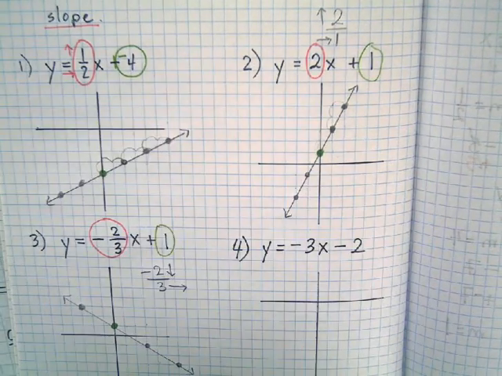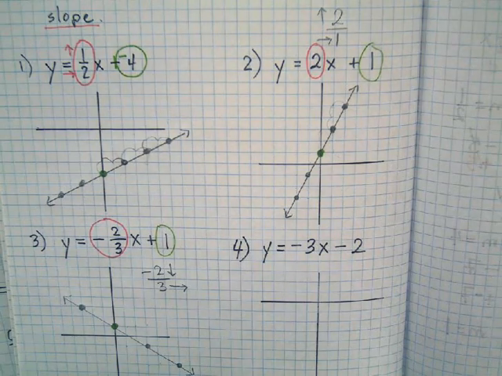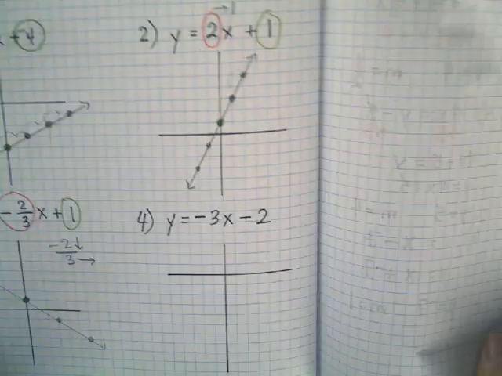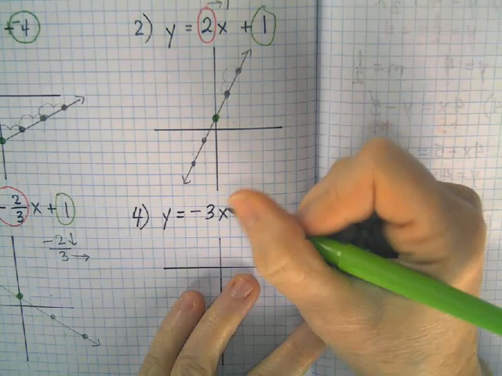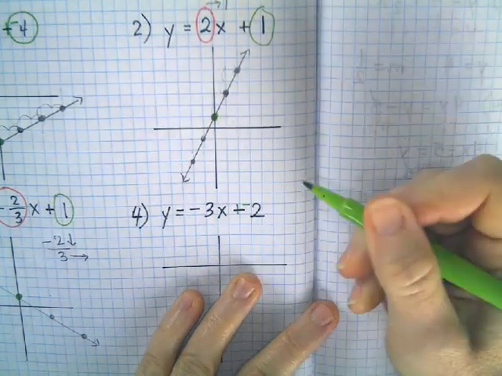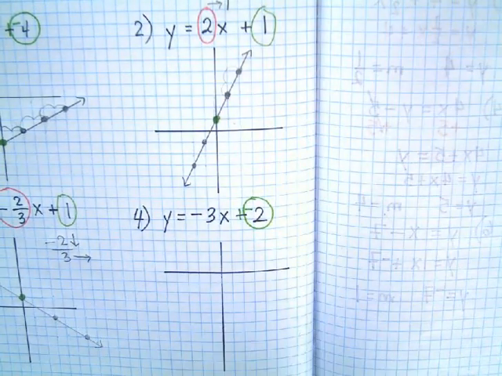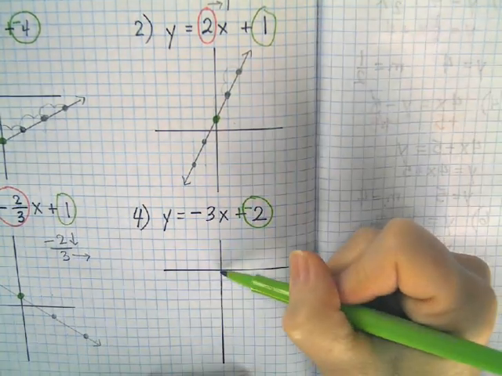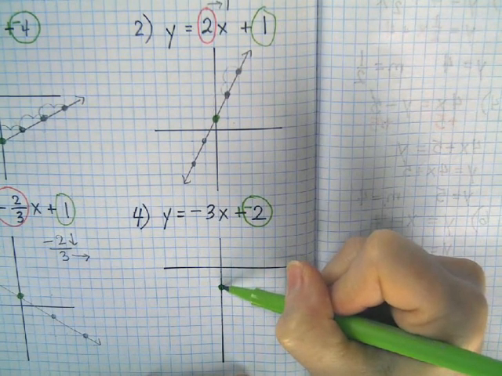Okay, the last one. Oops, I've got a minus sign there on my starting point. So I want to rewrite that. Change it to plus a negative. So I can see my starting point is -2. That means I need to go down 2. 1, 2. There's my starting point on the y-axis.